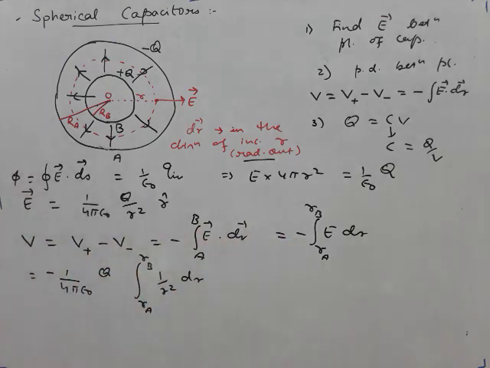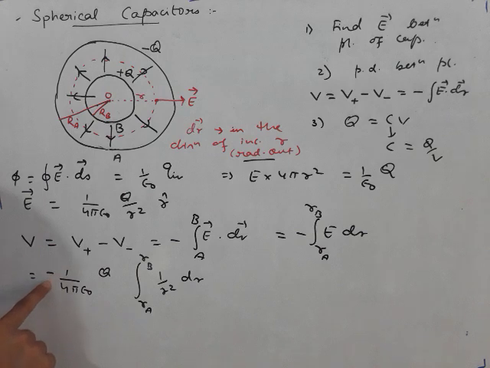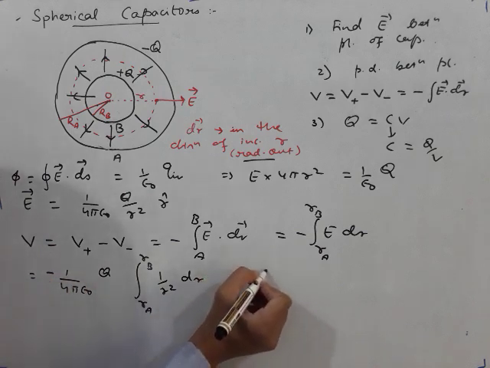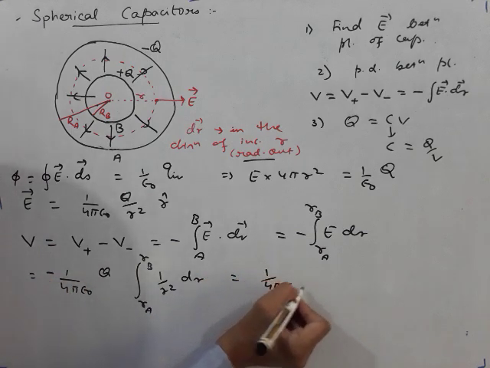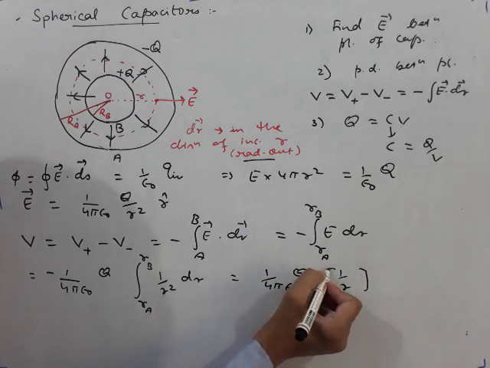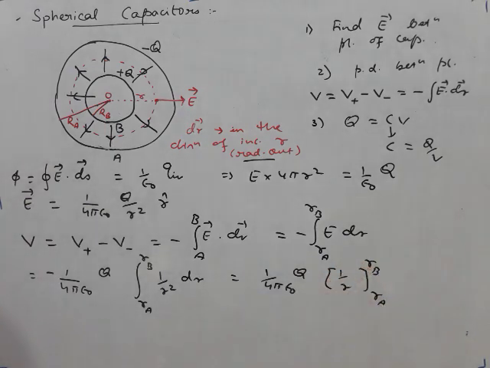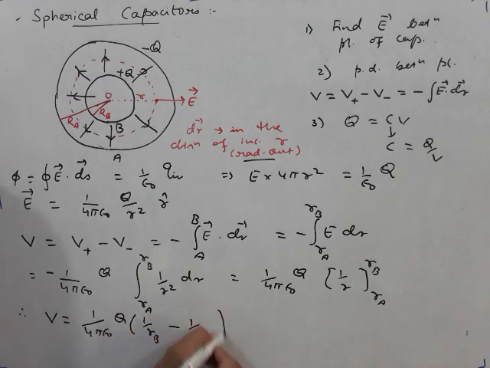Is it clear, students? Now what is 1 by R square dr integration? That is minus 1 by R. That minus and this minus will become plus. So you will have 1 by 4 pi epsilon naught Q 1 by R, the limits of integration from RA to RB. So therefore V is equal to how much? 1 by 4 pi epsilon naught Q into 1 by RB minus 1 by RA.